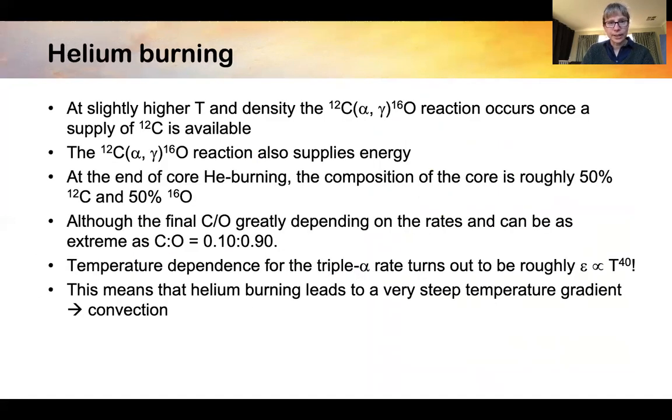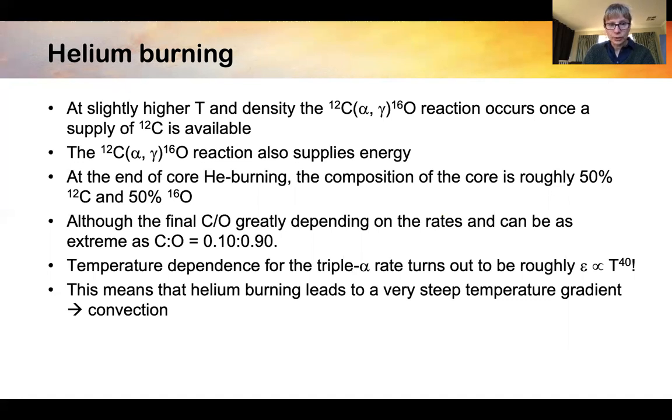This is really saying in words what I've said previously on some of the slides, more or less, that at the end of core helium burning, the composition of the core is roughly 50-50 carbon-12 and oxygen-16. But the final value depends, first of all, on the rates, so carbon-12 alpha-gamma, and can be as extreme as 10% carbon and 90% oxygen, depending on the rate of the carbon-12 alpha-gamma reaction.